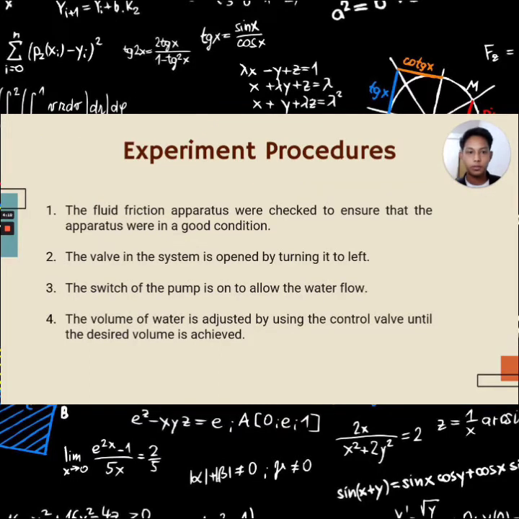Next we go to the procedure. Before we start the experiment, we need to check the apparatus to ensure that the apparatus is in good condition, especially the fluid friction apparatus. Then we can start by opening the valve system by turning it to the left. Next we switch on the pump to allow the water to flow. We can adjust the volume of water by using the control valve until the desired volume is achieved.